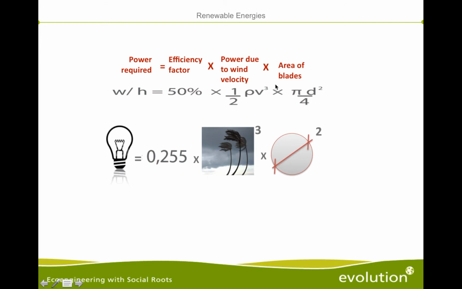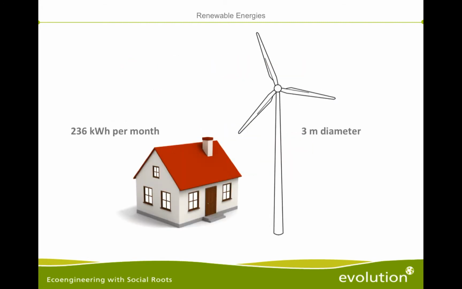In short, the more wind you have and the bigger the area you have to capture that wind, the more power you get. Now, if we bunch up all of our constants, we get 0.255 times the wind velocity cubed times the diameter squared. So in our house, what does this mean? Well, if we take a wind speed of between 4 to 5 meters per second, we need a diameter of around 3 meters.